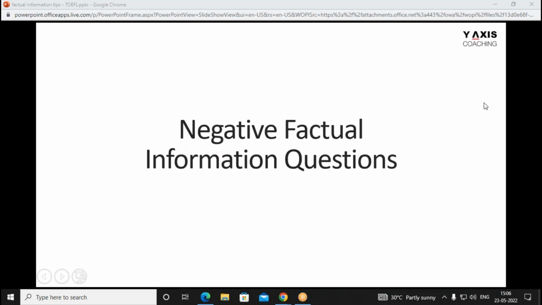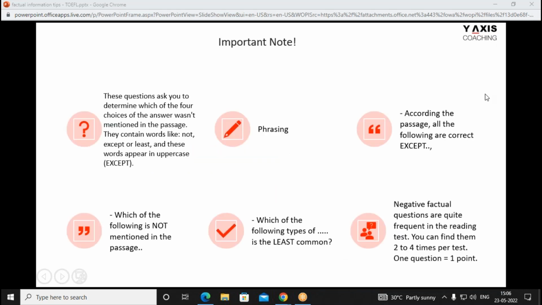So, negative factual information questions. Firstly, we should understand how we identify these question types. We have a few keywords to identify them, like except, not, or least, that appear in uppercase in the question string.